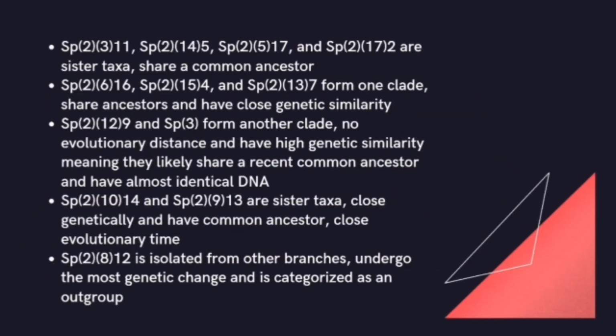Species 2 (3 11), species 2 (14 5), species 2 (5 17) and species 2 (17 2) are sister taxa because they share a recent common ancestor. Species 2 (6 16), species 2 (15 4) and also species 2 (13 7) form one clade due to their shared ancestor and close genetic similarity.